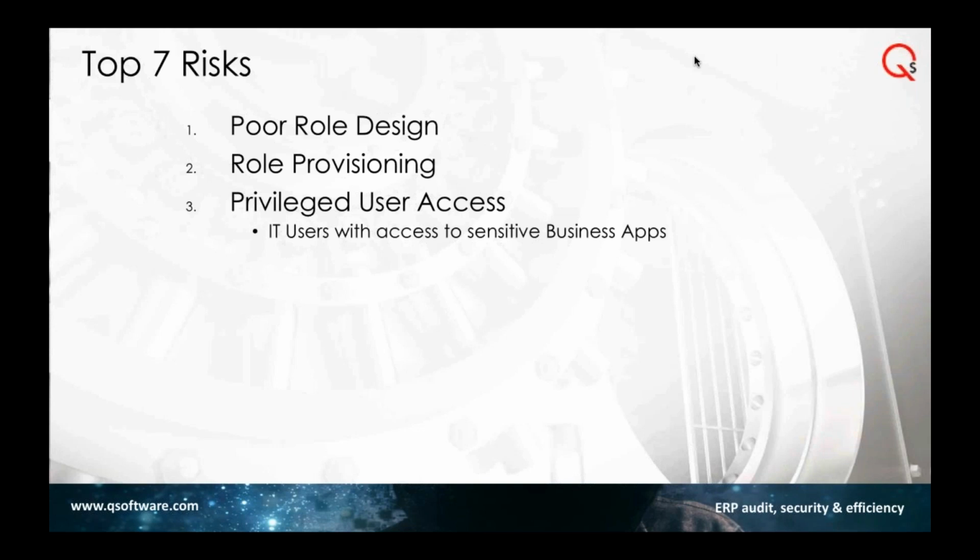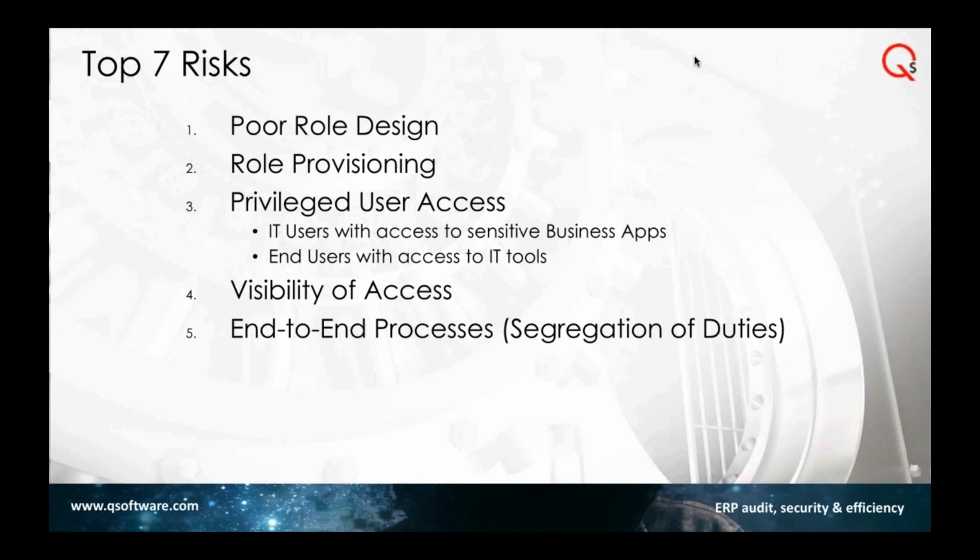As I said a couple of slides back, giving IT users too much access to business apps, but giving end users too much access to IT apps, is a mistake. You've got to have visibility. Who can access what? What can be accessed by who? And you've got to look at the end-to-end processes.